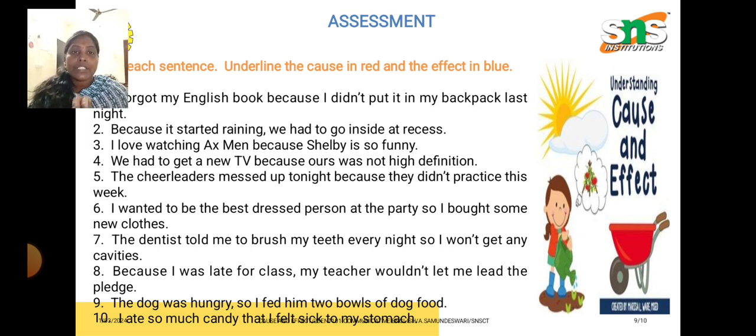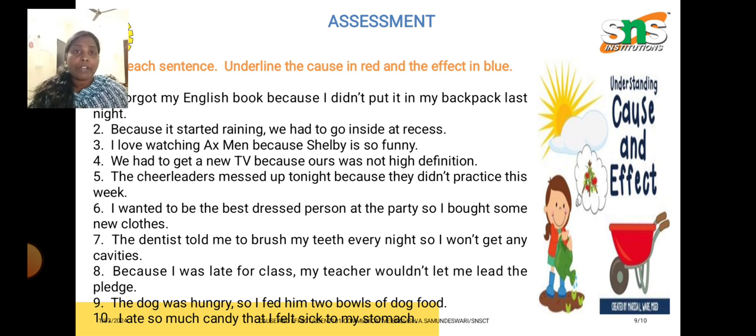So from all the given sentences you can identify first of all what is the cause and what will be the effect. So if you identify these two things clearly, this will help you to write a sentence of your own. So I ate so much candy that I felt sick to my stomach. So what will be the effect here? I ate so much candy, therefore I felt sick to my stomach. The dog was hungry, so I fed him 2 bowls of dog food. I wanted to be the best dressed person at the party, so I bought some new clothes.